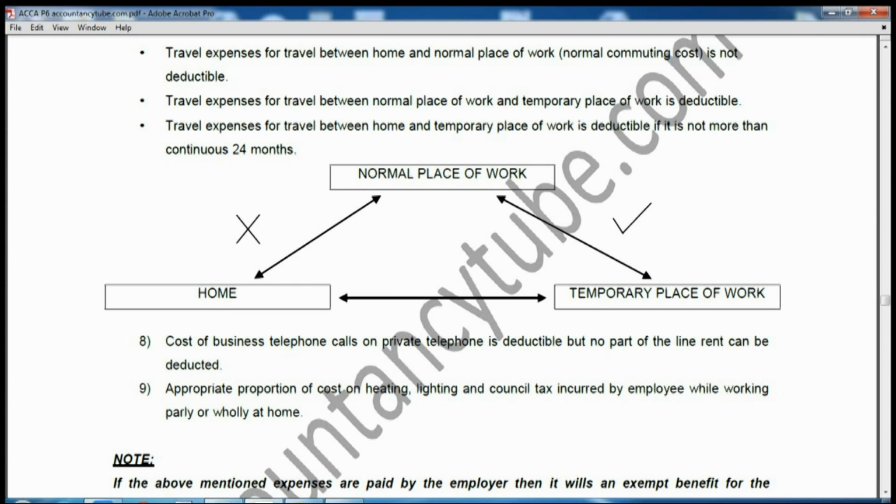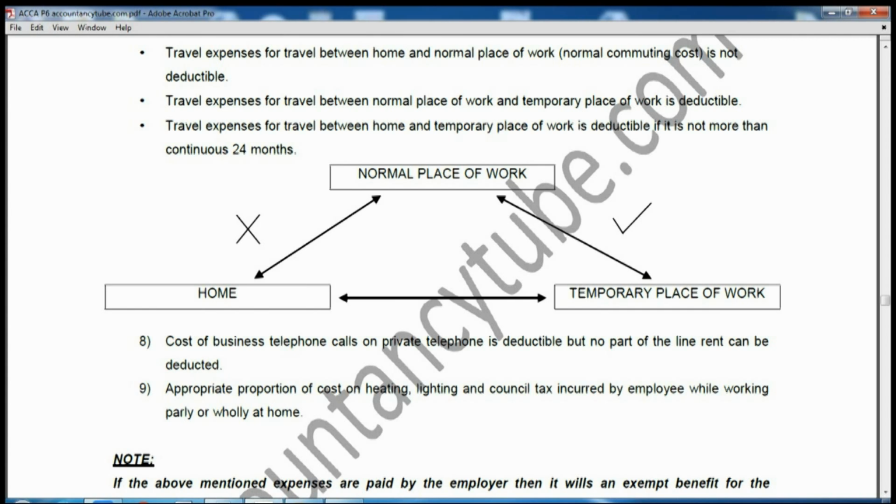Then the third one says travel expenses for travel between home and temporary place of work is deductible if it is not more than 24 months. Now you are going from home, instead of going to your normal place, you are going directly to your temporary place of work. Now it is deductible if it is less than 24 months. If you are going for 2 years and then continue going there, then it will not be deductible, but only for 24 months. All right.